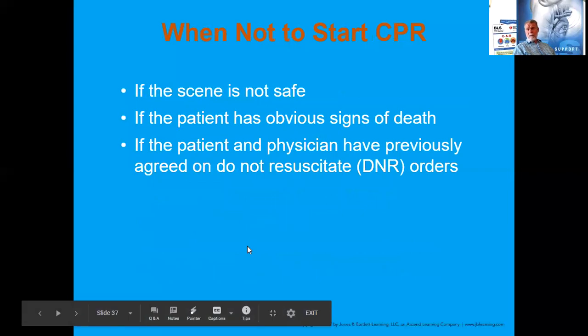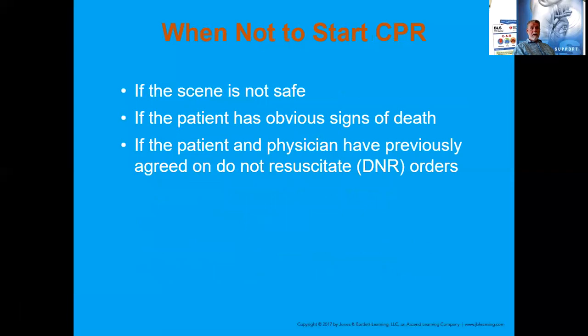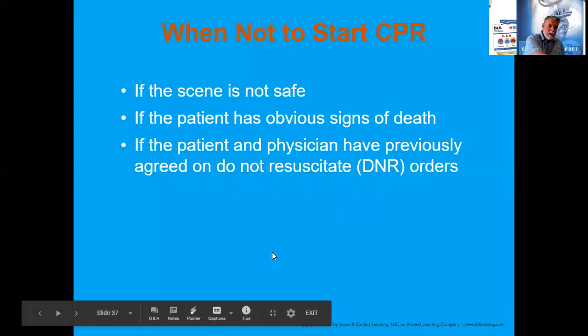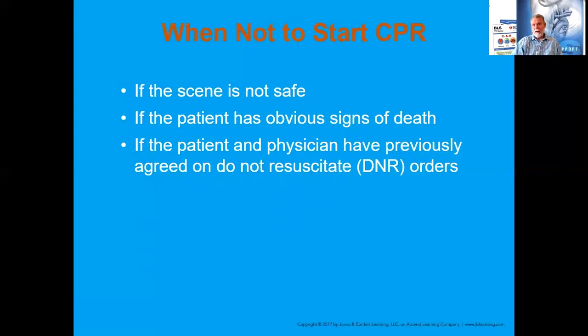When not to start CPR: you come up to the scene and it's not safe, right? That stops you from proceeding with any other call. The patient has obvious signs of death. I think this is back in chapter 3, where you may see dependent lividity, rigor mortis, decapitation, burn beyond recognition. Those are times you do not have to start CPR. If there is a DNR, which stands for do not resuscitate, and it's signed by the patient, there's a physical description, it meets all those orange form guidelines. Again, this goes back to chapter 3 as well with the medical, legal, and ethical considerations. But if you have a valid DNR, then that's a time where you would not have to start compressions for that patient.